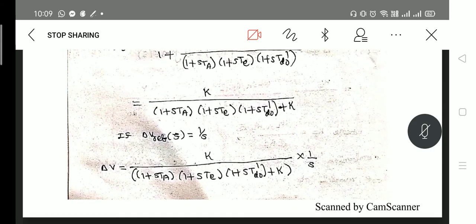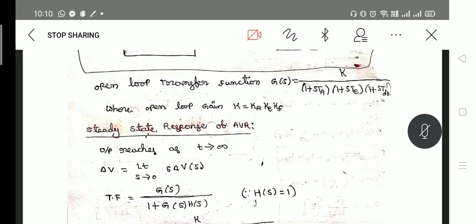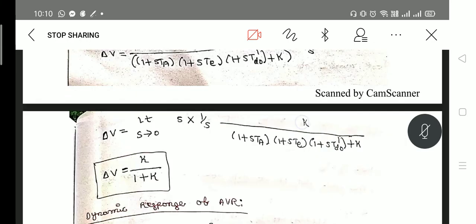Multiply this by 1 by S. Then we can apply the limit S tends to 0 of delta V of S. Okay, in this formula we can substitute. Then we will get S into 1 by S. Both S's cancel here. In place of S we can substitute 0. Then we will get 1 into K by 1 plus K. So delta V is equal to K by 1 plus K. This is the static response of the automatic voltage regulator.